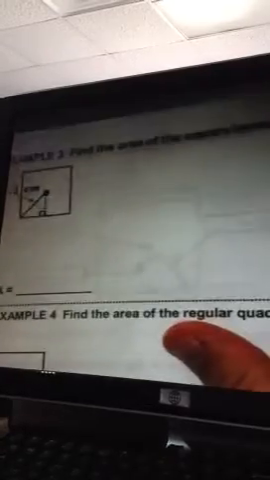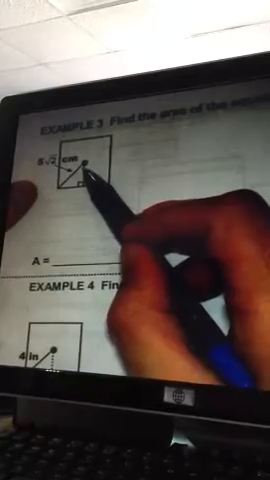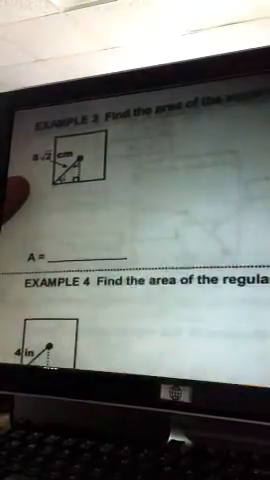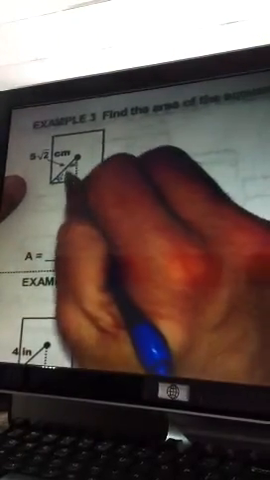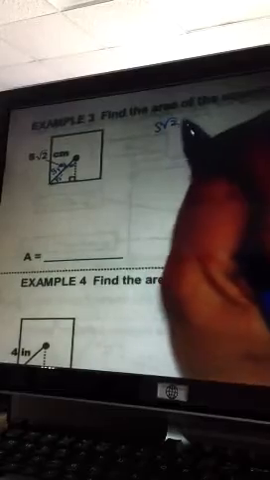Looking right here, our radius on example 3 is 5 square root of 2. Here's our 45, here's our 45, there's our 90. We need to find the apothem, and then what we'll do is find this part here. What's going to help us is the opposite of the 90 is s square root of 2. And that tells us right here that s square root of 2 equals 5 square root of 2.